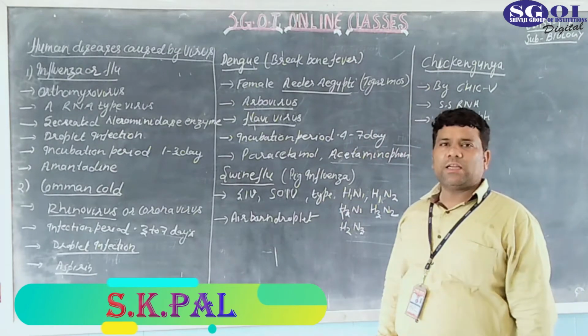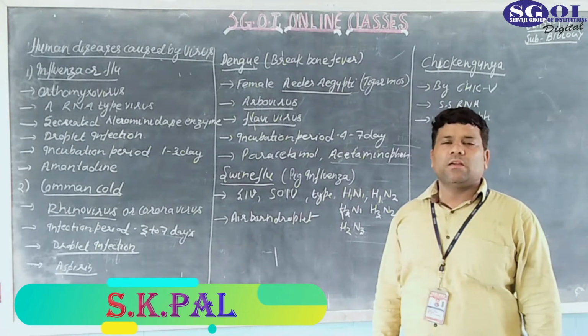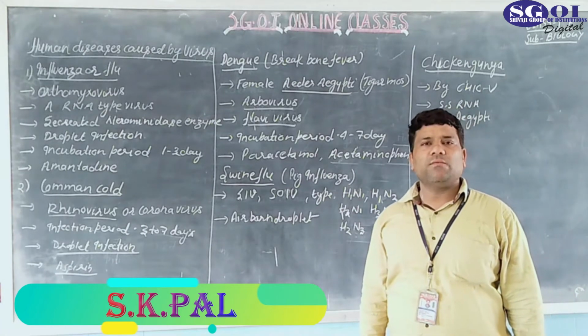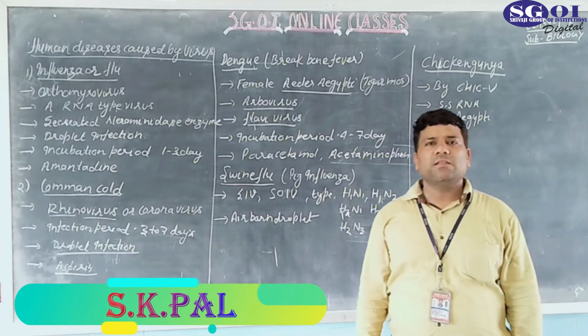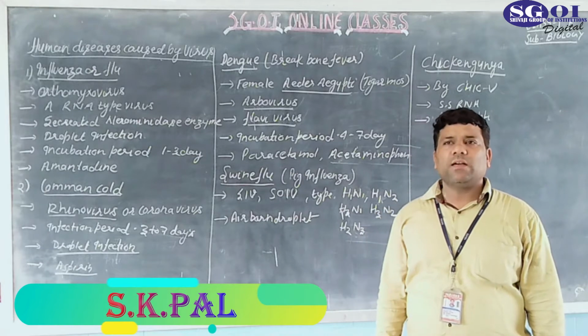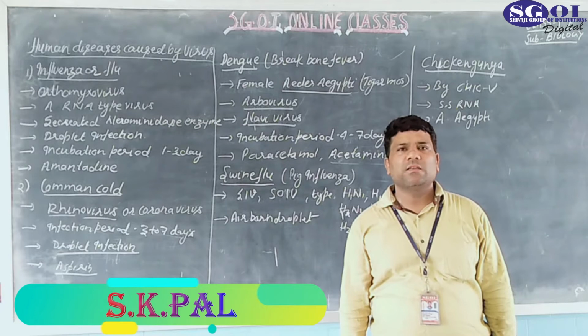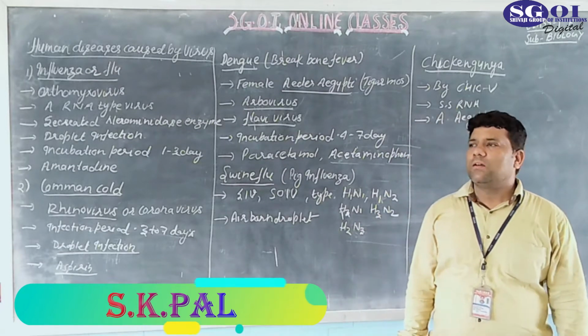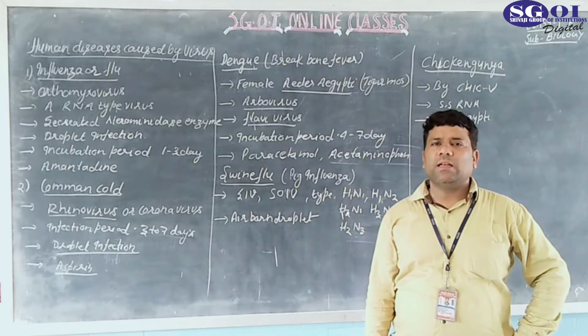Today I am going to explain the human diseases caused by viruses. It means that today we have to discuss the viral diseases. First of all, in Greek the word virus means poison. Actually, viruses are a connective link between living and non-living things. We cannot consider a virus as living or as a dead particle. Actually, it is a connective link between living and dead.